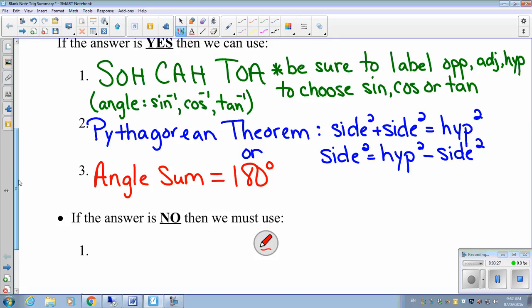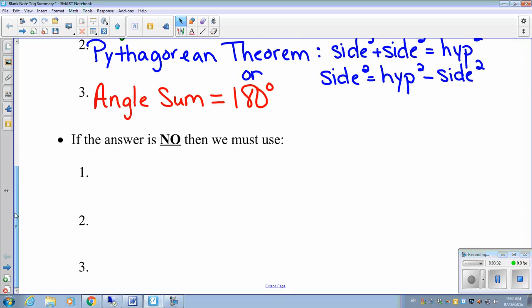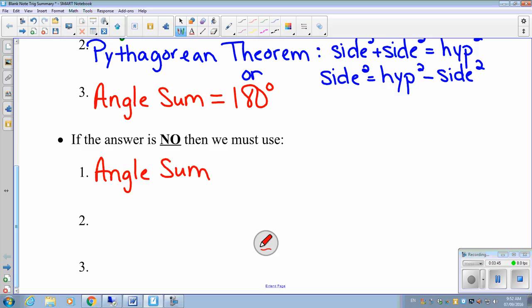If it's not a right angle triangle, then we have some different choices. We can still use the angle sum because all angles in every triangle add up to 180 degrees. So if you know two angles, you can always find the third. But we can't use Pythagorean theorem or SOHCAHTOA. No SOHCAHTOA, no Pythagorean theorem if it's not a right angle triangle.